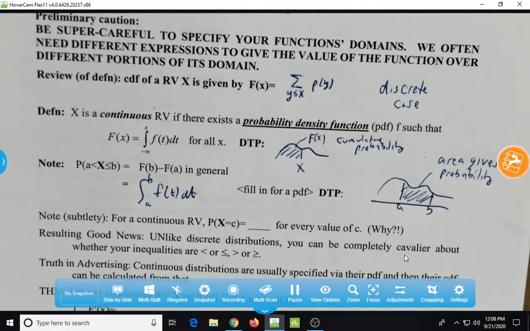So again, notice that we reviewed this part for the discrete case and that reviewed this idea for the continuous case. Now, just have a brief conversation with your partner at your table. What is the probability that x equals c for a continuous random variable?